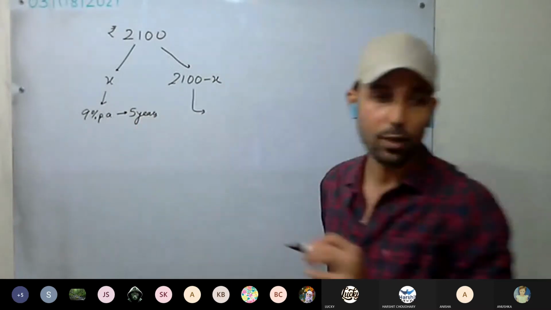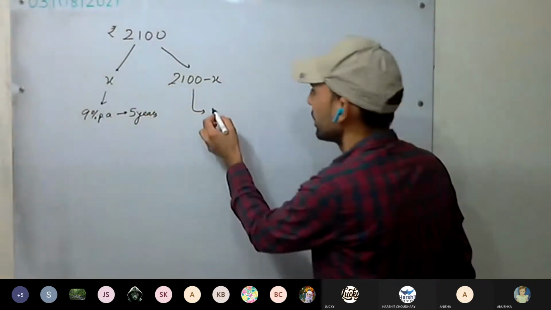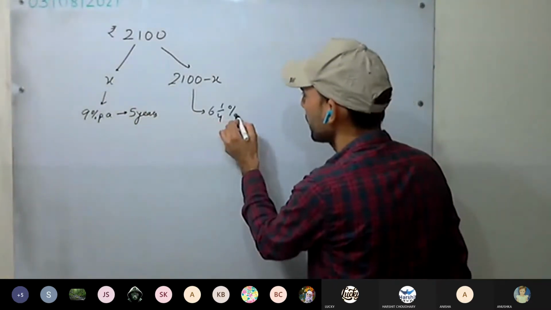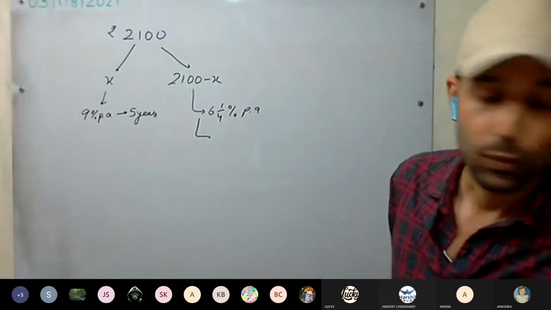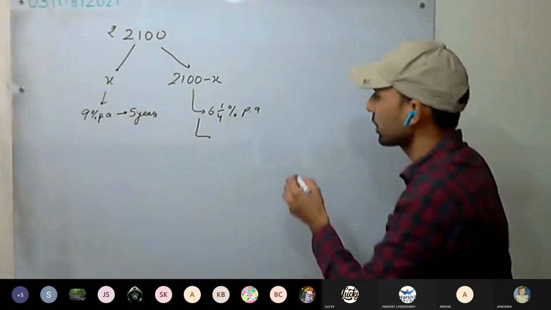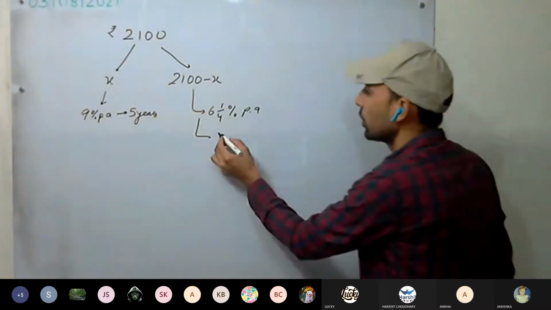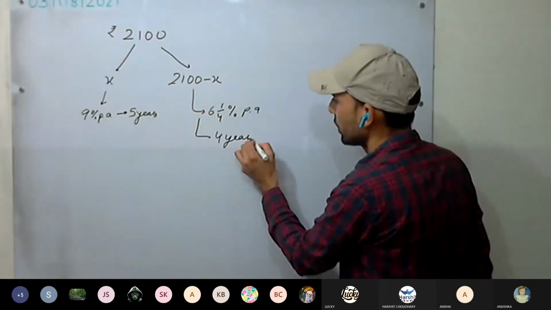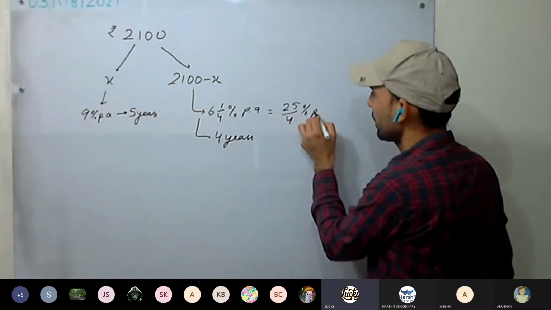And here the rate is how much? 6 1/4% per annum for 4 years, for the other part, and the part lent at 9%. So this rate is how much? 25/4 per annum.